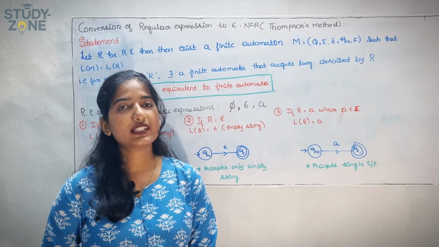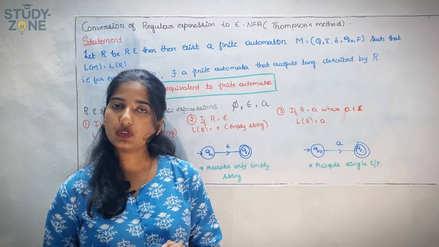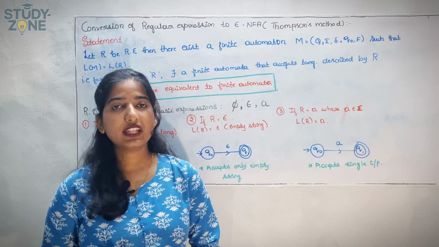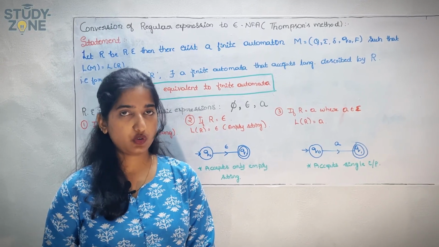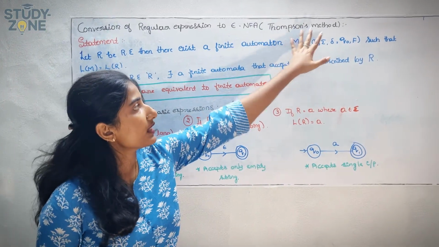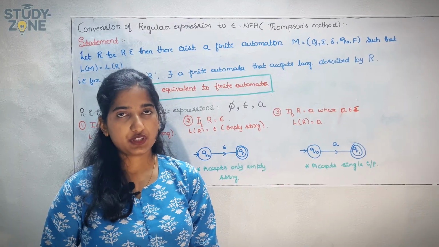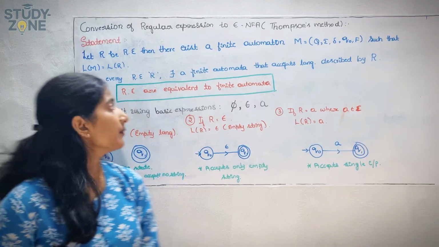In today's video, let's see the new topic in regular expression, that is conversion from regular expression to epsilon NFA. That is, we can say conversion from regular expression to finite automata. Here we are using Thompson's method to convert the regular expression to epsilon NFA. So the statement goes like this.